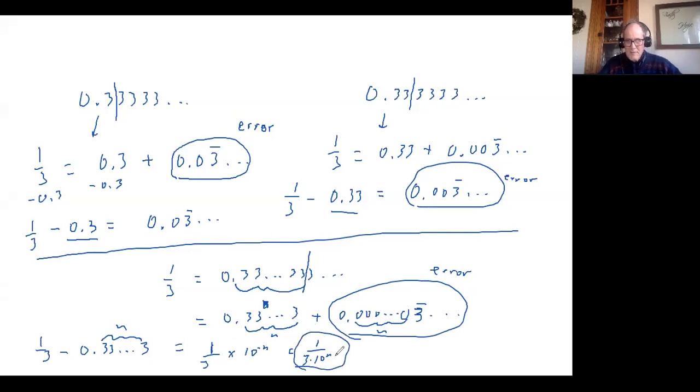So once again, we see we're always going to have an error. It's almost as if the 0.333 repeating never really reaches 1/3. There's always that error. Interesting thing to think about.